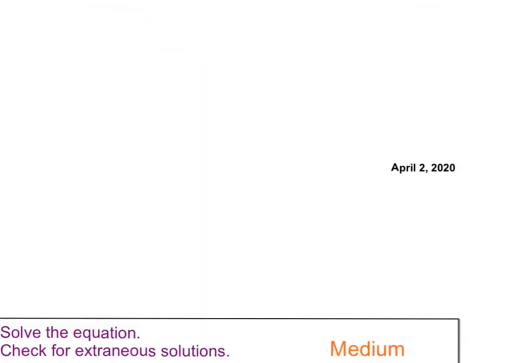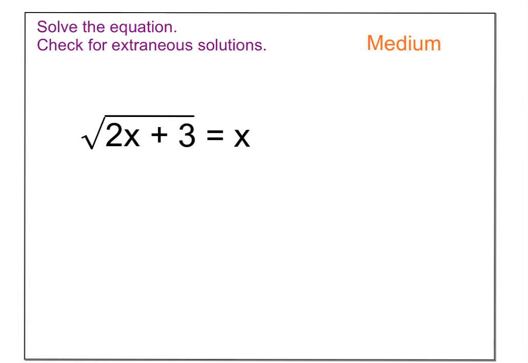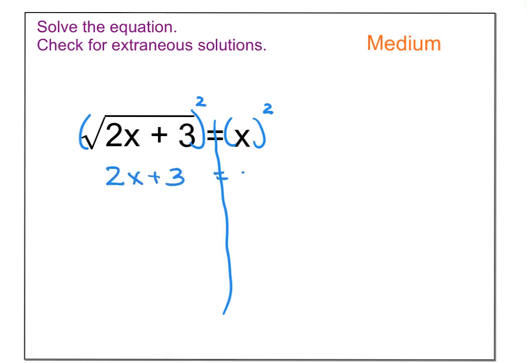Let's try another example. This one, we're calling medium. It's just a little bit trickier, but really not so bad. I think you're going to handle it just fine. Step 1, you're trying to isolate the radical, and what's nice is the radical is already isolated. It's the only thing on the left side of your equation. So I can jump right into, well, how do you get rid of a radical? You square both sides. So on the left, since everything's underneath the radical, the radical and the exponent of 2 cancel each other out. So I'm left with 2x plus 3 on the left and x squared on the right.